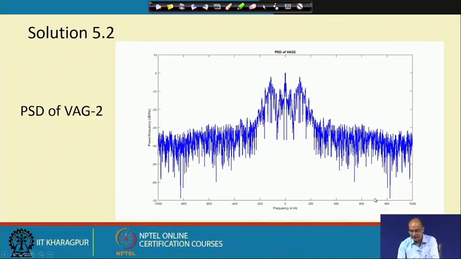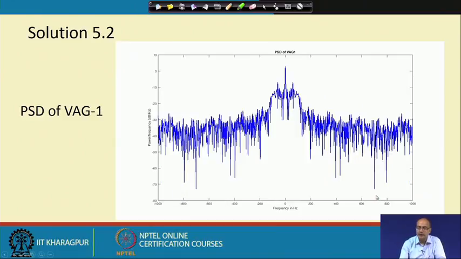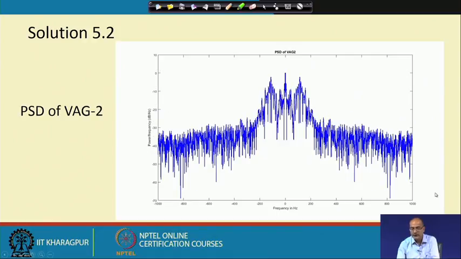So, first we see the PSD of the signal 1, that VAG1, followed by the second signal, that is VAG2. So, here is the VAG2. What we get if we flip through, go back again to VAG1 and come back, we see two peaks are here, nearby the 0 frequency, they are more prominent. Okay? That is the essential difference between the two cases of spectra.